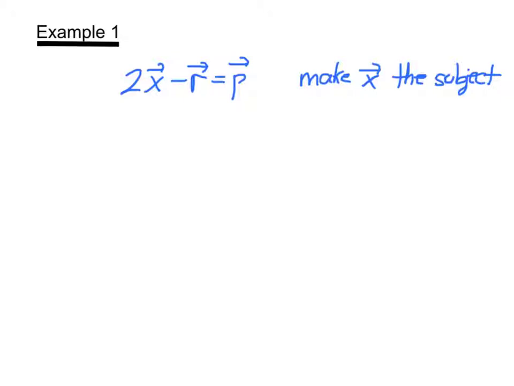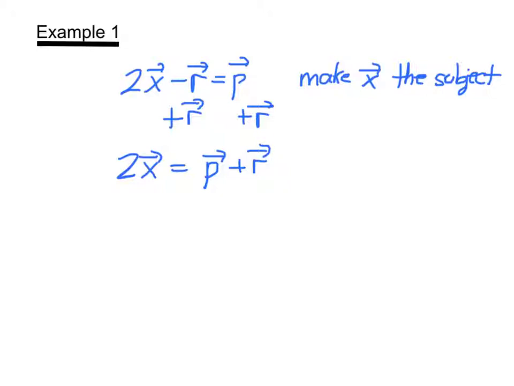Okay, in this example problem, we want to make vector x the subject of this vector equation. And making x the subject is really another way of saying solving for vector x. So normal algebraic rules apply. I want to get vector x alone, so I'm going to move vector r over to the right-hand side by adding vector r on both sides of the equation. And that gets me 2 times vector x equals vector p plus vector r.